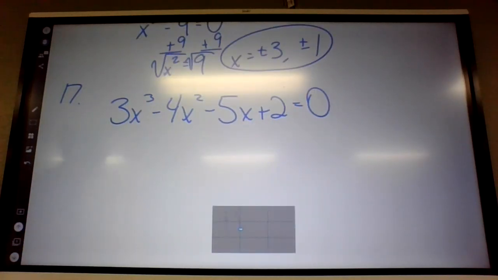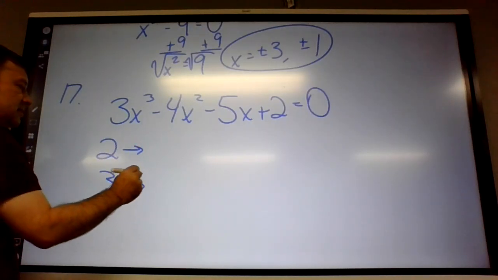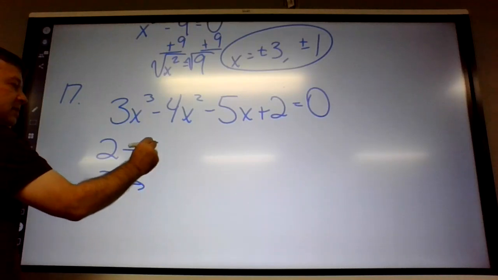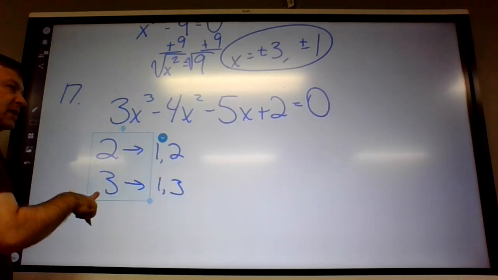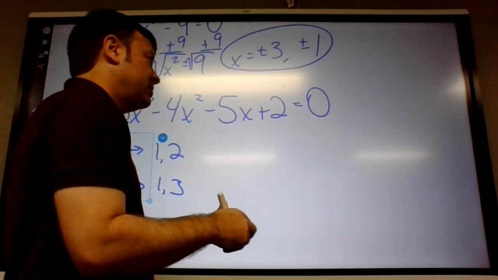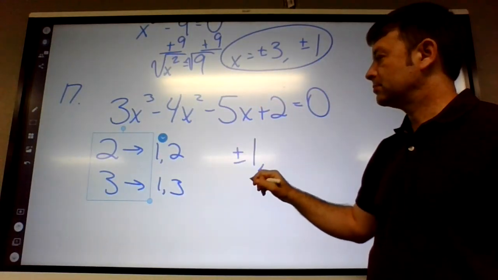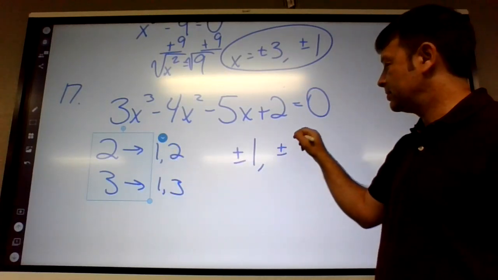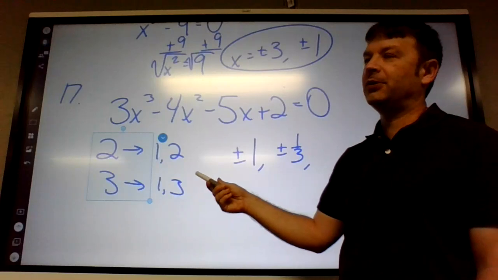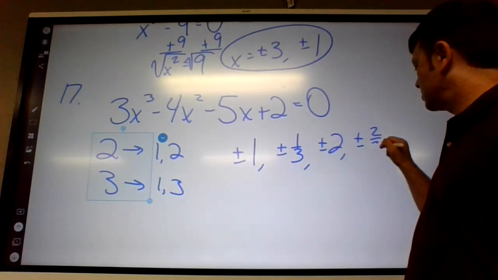Okay. What do I do first? 2 arrow, 3 arrow. What do I put here? Factors of 2, what multiplies into 2, and factors of 3. Okay, then what do I do with those? Plus or minus 1, plus or minus 1/3. Okay, yeah, 1 over 1, 1 over 3. I'll probably do the fractions last because they're harder. 2. Plus or minus 2/3.